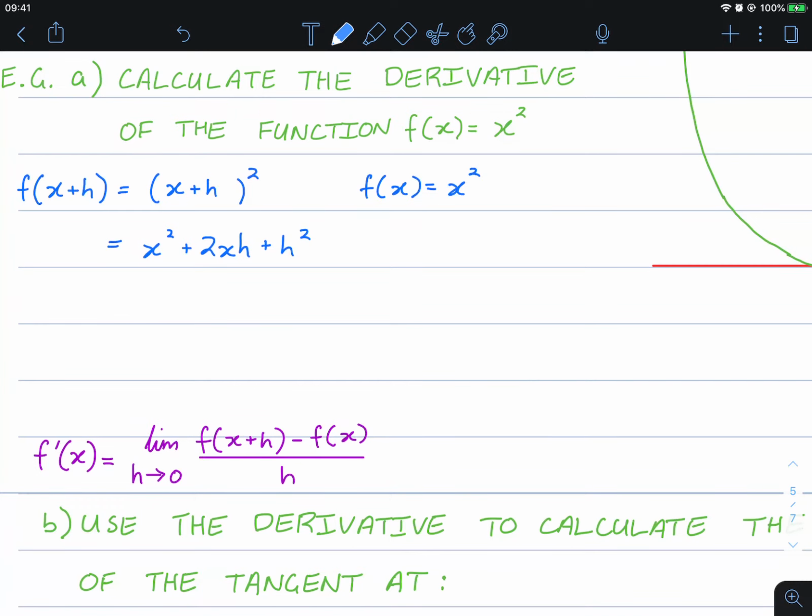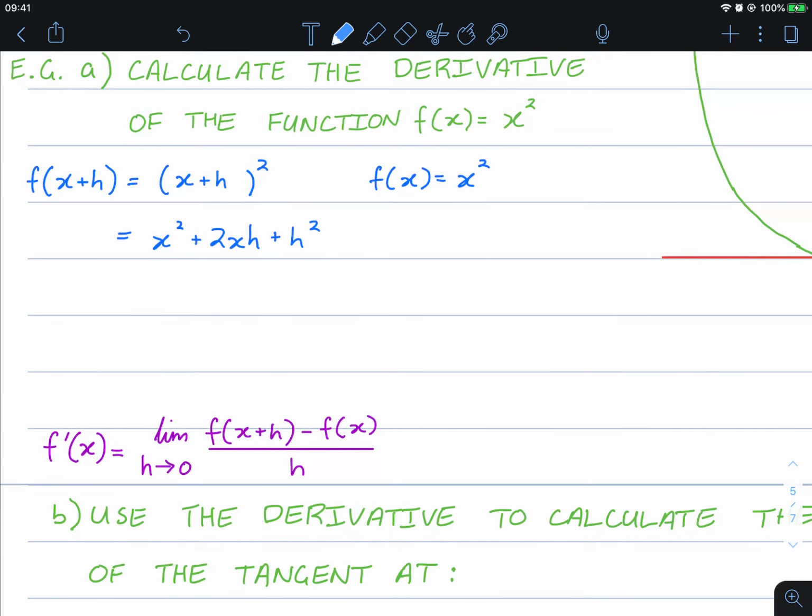Now, using this formula, we can find the derivative. F prime of x is equal to the limit as h approaches 0 of f of x plus h. So instead of this, we're going to substitute this expression. So it's going to become x squared plus 2xh plus h squared, minus f of x. Well, f of x is just x squared, all over h.